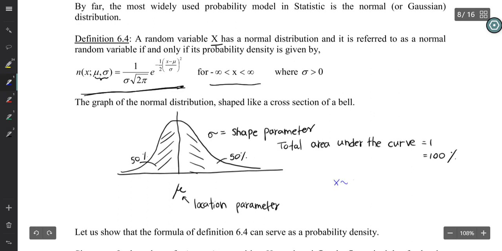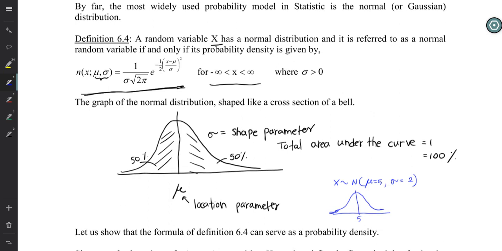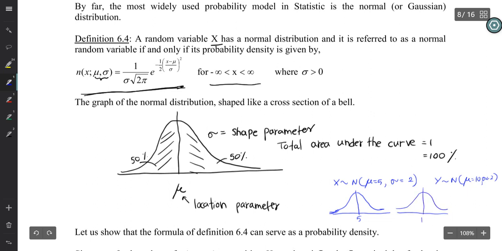For example, if we say random variable x follows a normal distribution with mean 5 and standard deviation 2, your bell will be symmetric about 5. Here is the location. Suppose you have another random variable, let's say y, which follows a normal distribution with mean 10 and sigma 2. What does that mean? The fatness of the bell will be the same, but it will now be shifted to 10. The same shape, but the location is shifted right by 5 units.